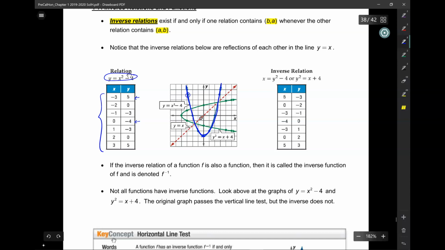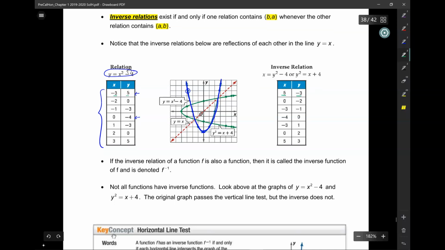Now, when we take this relation and switch all of the x and y values, so look here, x is negative 3, y is 5, becomes x is 5, y is negative 3, right? They switch. So if we take a look at this one, (1, negative 3) switches to (negative 3, 1). And when we graph that relation, we have this in the green, right? So the blue and the green are inverses of each other because what did we do? For each coordinate point, we switched x and y values.